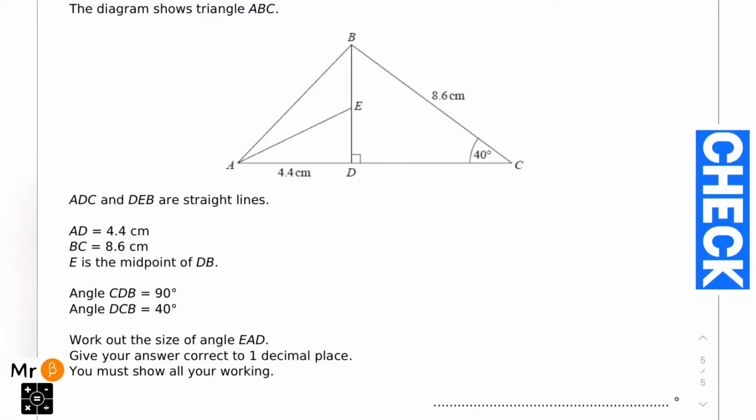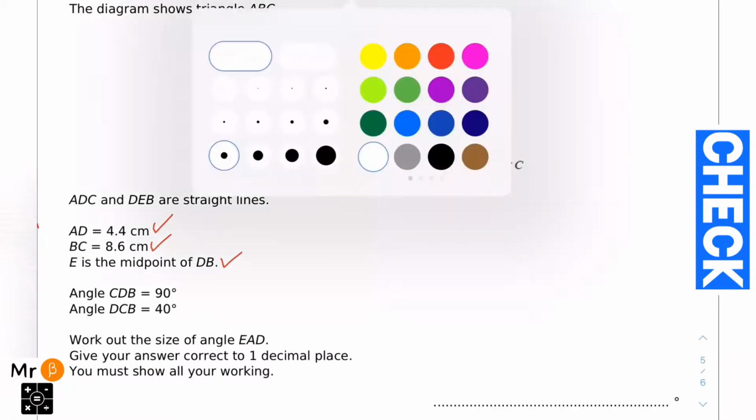Okay, so here they've given us quite a complicated diagram. The key points here are labelled on already. We've got AD as 4.4, we've got BC as 8.6, and the only other key bit of information is that E is the midpoint of DB. So I know that these two lines are exactly equal. It wants us to work out the size of angle EAD.